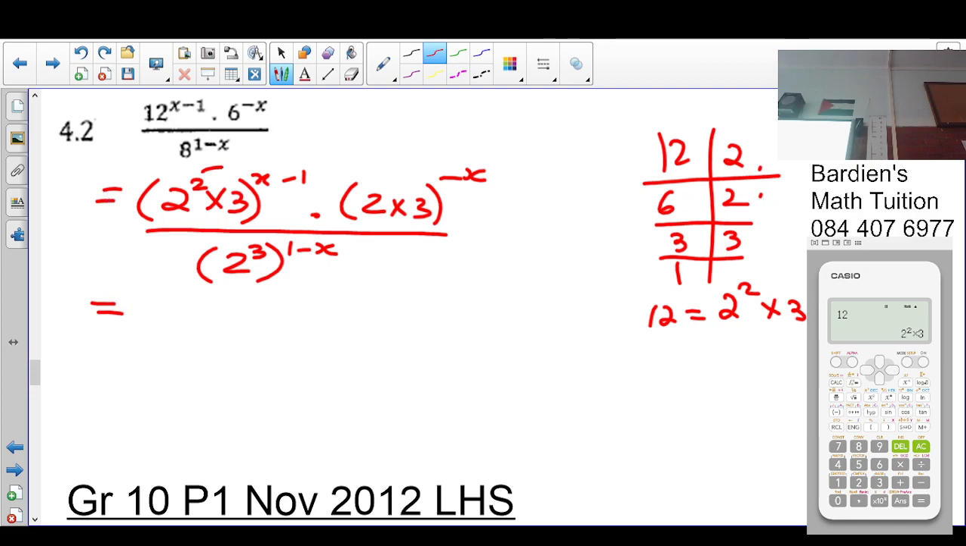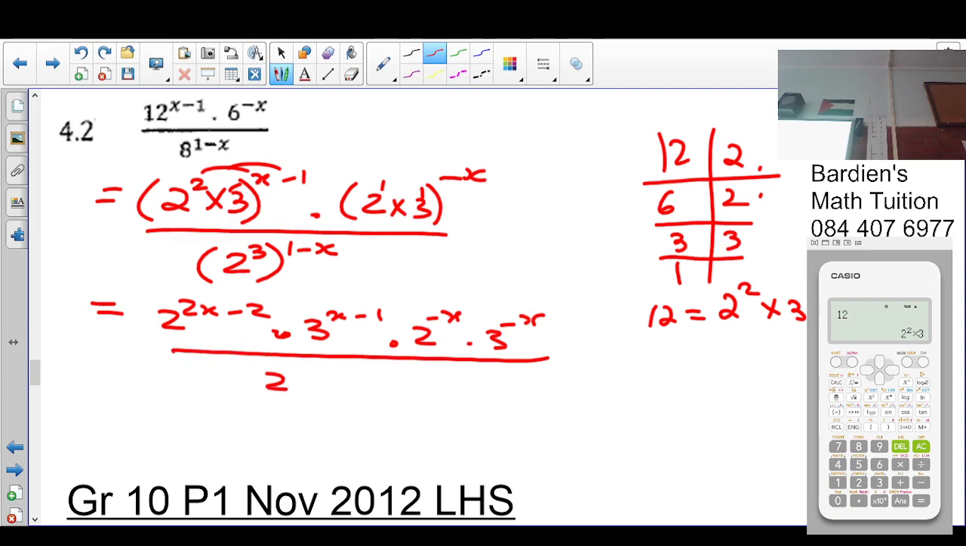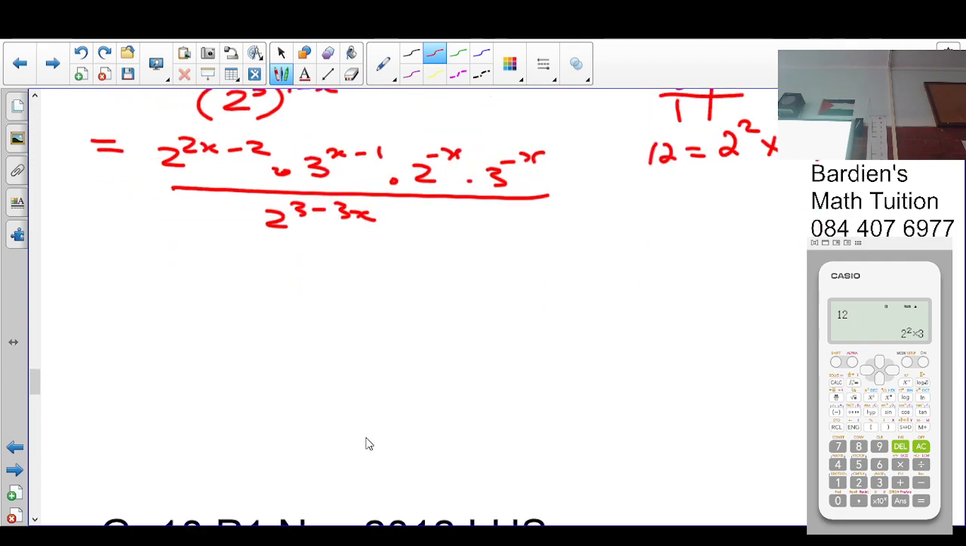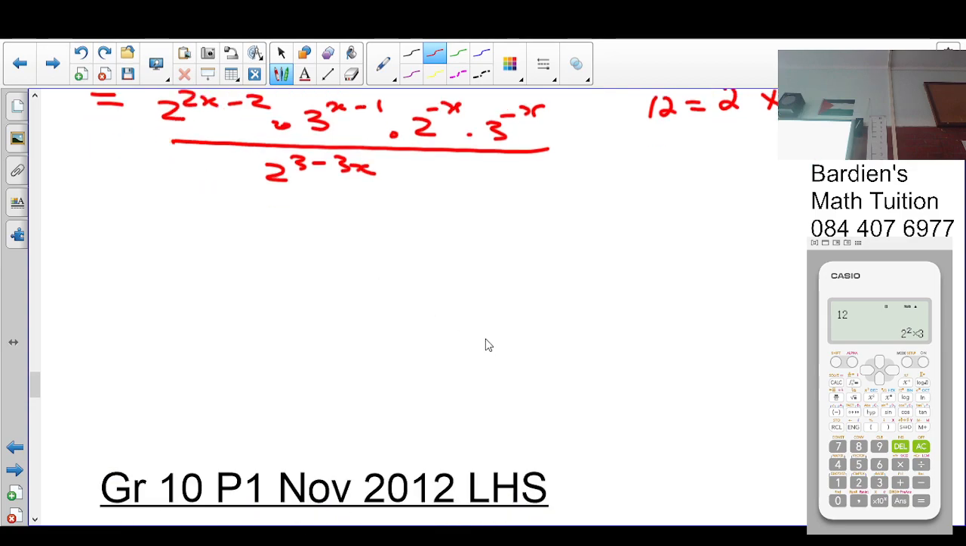So of course, you want to get rid of the brackets by multiplying out the exponents. So 2 times x is 2x, minus 2 times 3 to the x minus 1 times 2, that is a 1, of course, minus x times 3 to the negative x, all over 2 to the 3 minus 3x. Right. So if we're multiplying and the bases are the same, we add the exponents. If we divide, of course, we subtract the exponents.